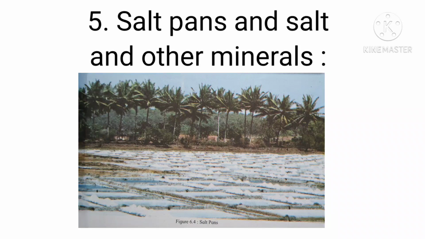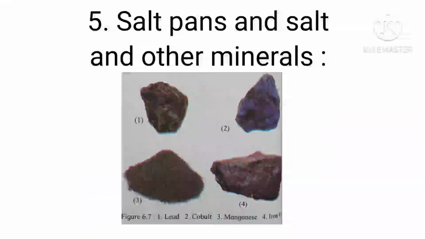Fifth point, salt pans and salt and other minerals. Salt as a substance is obtained by constructing salt pans in the coastal areas. Salt is an item in our diet. Like salt, many other minerals like phosphates, sulfates, iodine, etc., are also obtained from the sea.